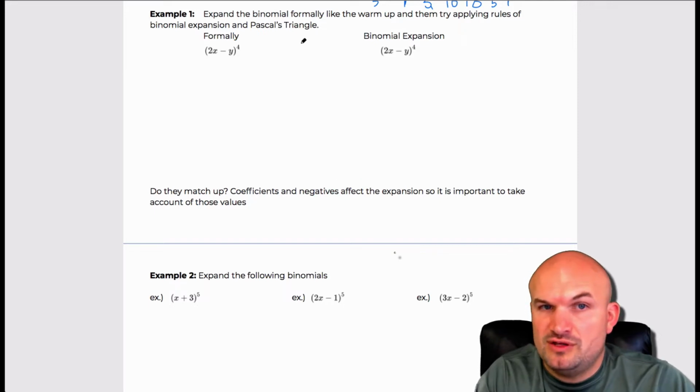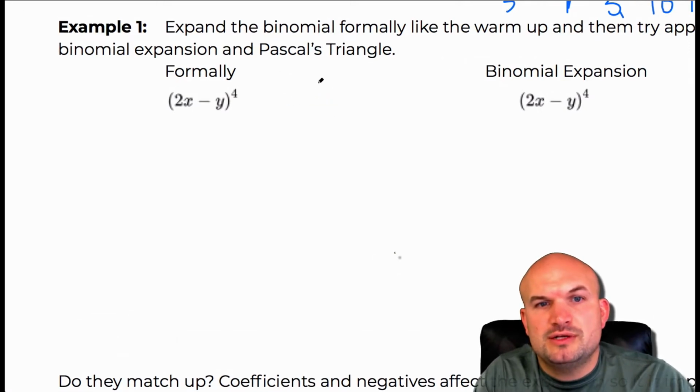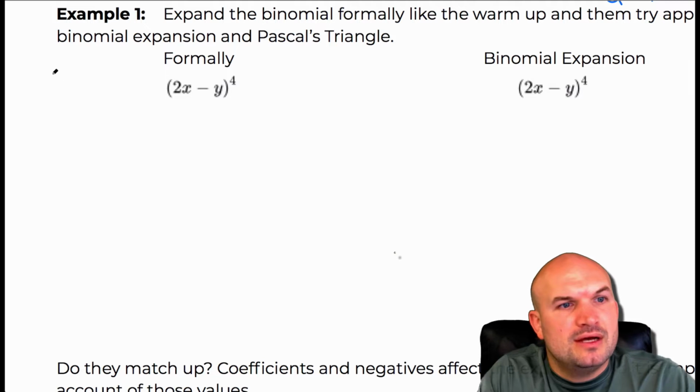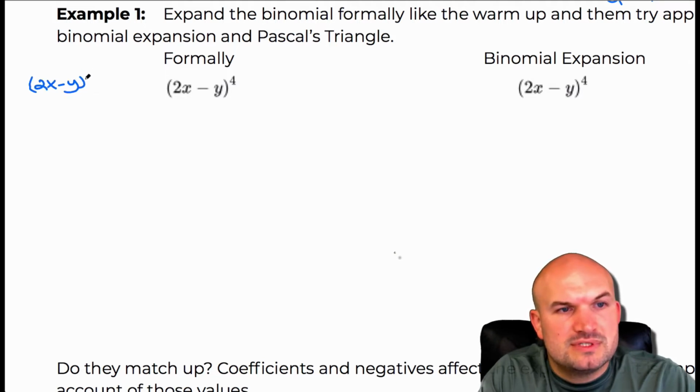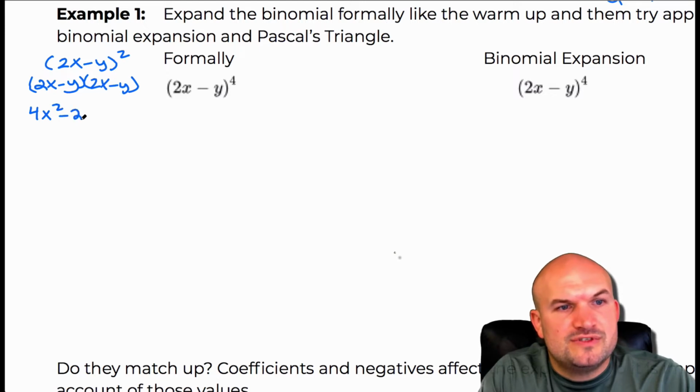So before I get any farther, let's figure out, let's do it over here, 2x minus y times 2x minus y. Again, that's going to be 2x minus y squared, right? So let's just kind of work this out here. This is going to be 4x squared. This is going to be a negative 2xy, minus 2xy, plus y squared.